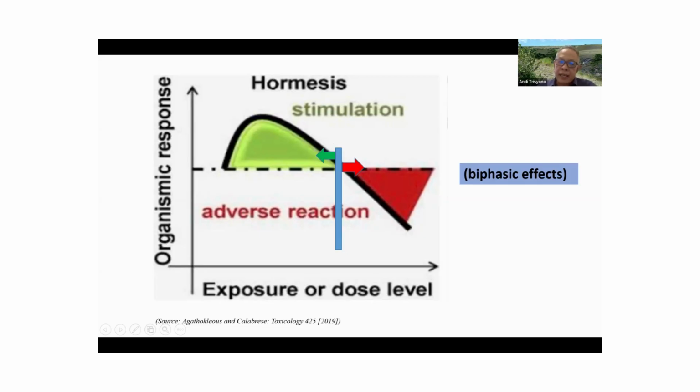And the left side, the green line, means the stimulation. So that means that if we apply insecticide and then the insects are still alive, the effect that we may get is actually stimulation, not mortality, but stimulation. However, if the dosage is high enough and is sufficient to kill the insects, the effect that we will get is the right side, which is the red color here.